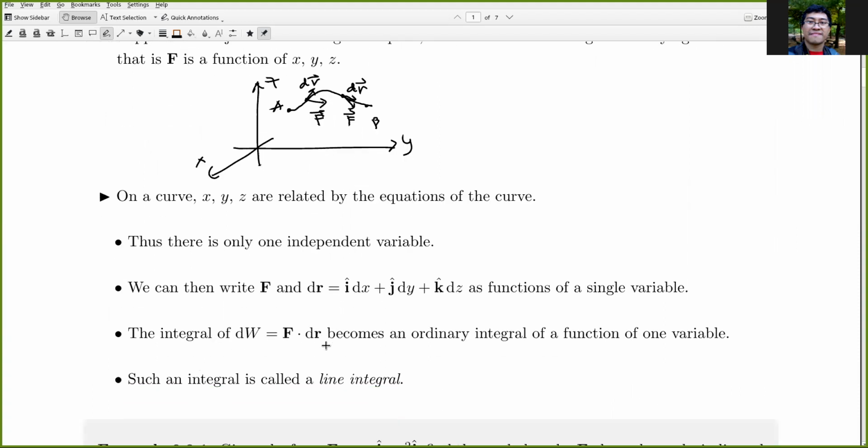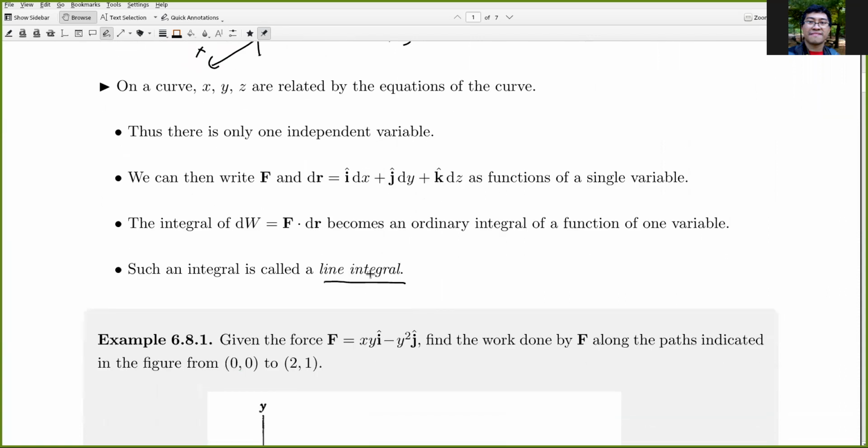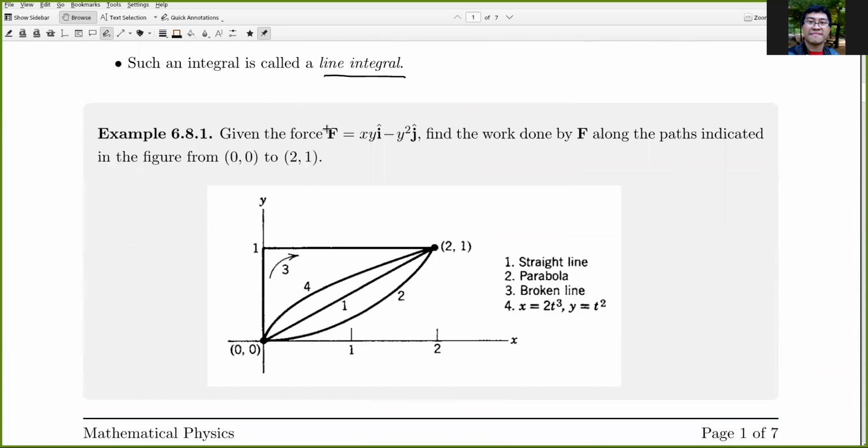The integral of dW, which is the integral of F dot dr, becomes an ordinary integral of a function of one variable. This integral is called a line integral. For example, given the force F equals xy i minus y squared j, find the work done by F along the path. So there are four different paths indicated in the figure.